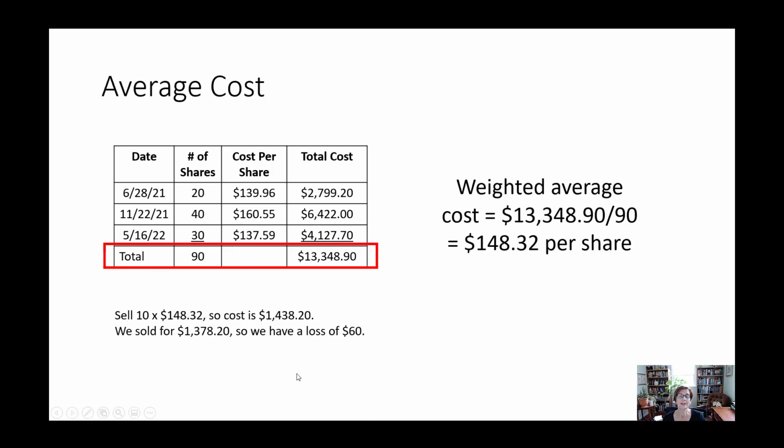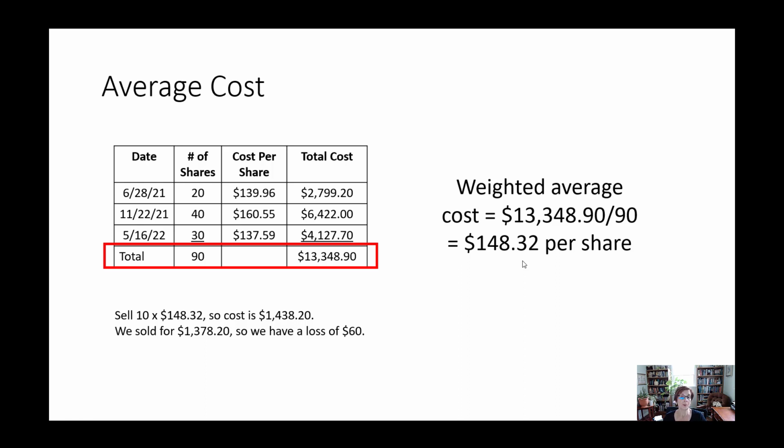All right, so the last cost flow assumption is average cost. And by average cost, we mean a weighted average. Because notice that we bought 20 shares, then 40, then 30. We didn't buy the same amount at each price. So for the weighted average, you take the total cost of what you bought and you divide by the number of units that you bought, or in this case, shares. So we take the $13,348.90 divided by the 90 shares, and that gives us a weighted average cost of $148.32 per share. And we use that for all of the shares that we sell. So we use that as our cost.